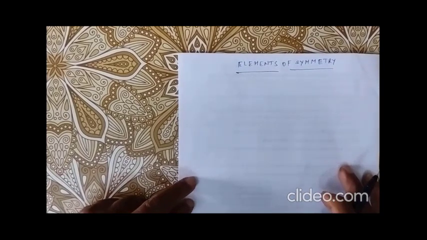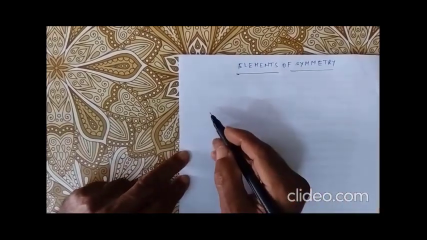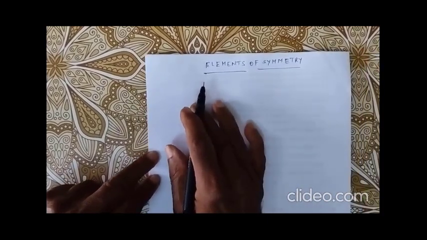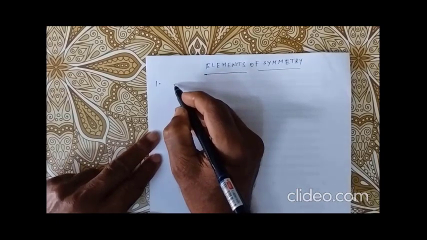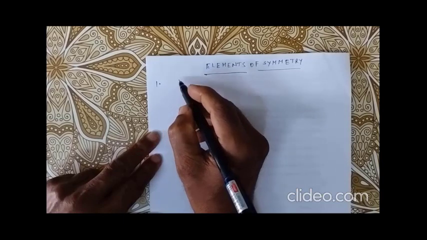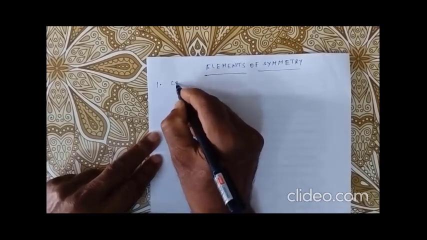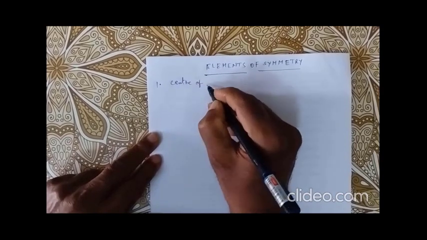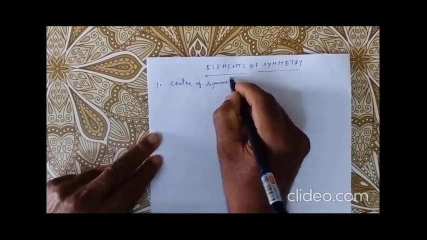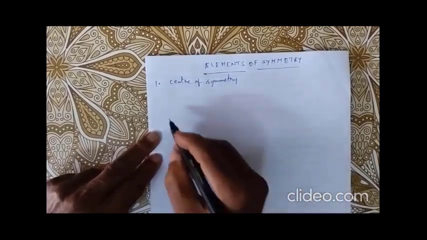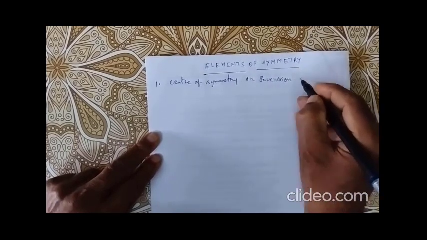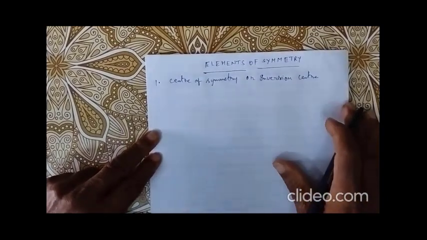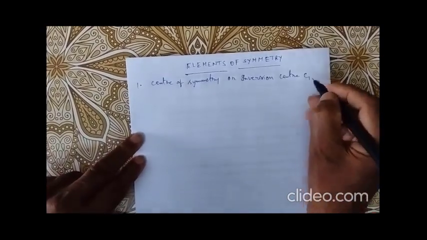Elements of symmetry in chemistry. There are four elements of symmetry in chemistry, especially as we are discussing organic chemistry. Now let us try to understand the elements of symmetry of organic molecules. The first one is center of symmetry, which is also referred to as an inversion center, represented by Ci.